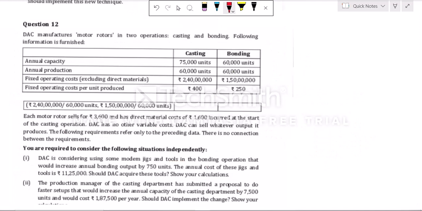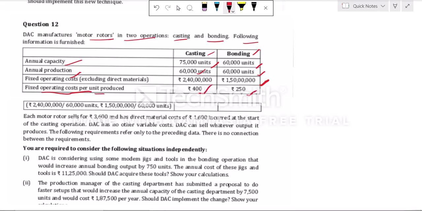DAC manufactures motor rotors in two operations, casting and bonding. The following information is furnished. Annual capacity for casting is 75,000 units and for bonding 60,000 units. Annual production is 60,000 units and 60,000 units. Fixed operating cost excluding direct materials is 2 crore 40 lakhs for casting, and for bonding it is 1 crore 50 lakhs. Fixed operating cost per unit produced is 400 and 250.